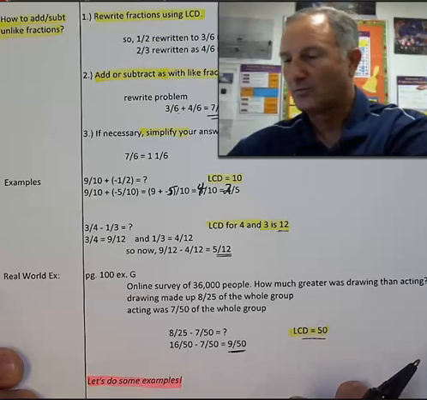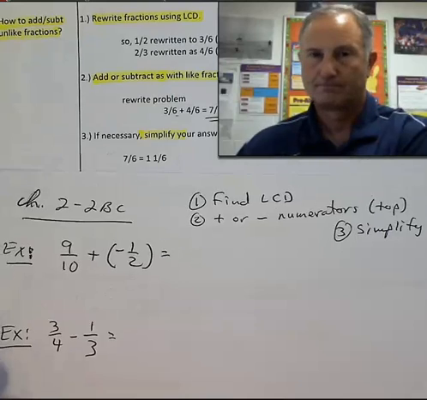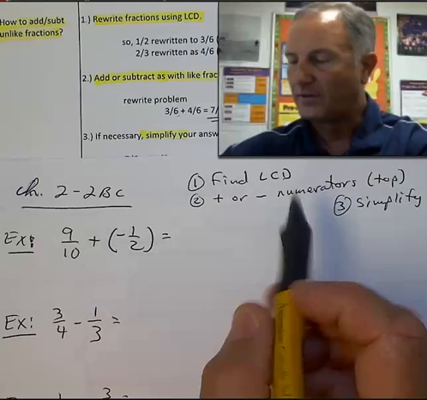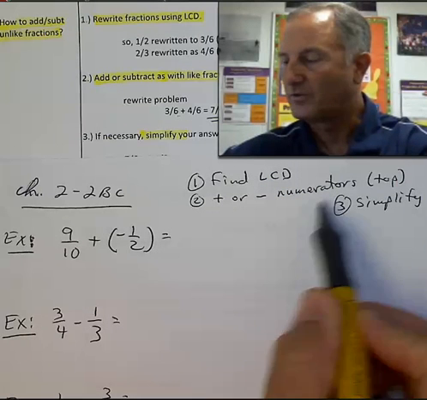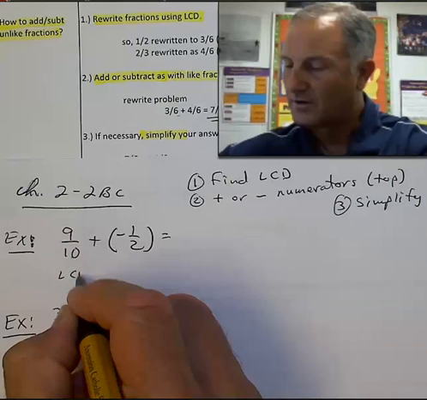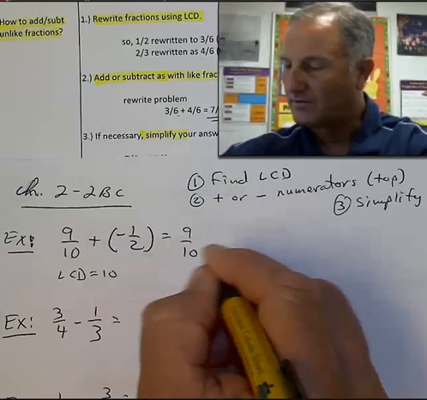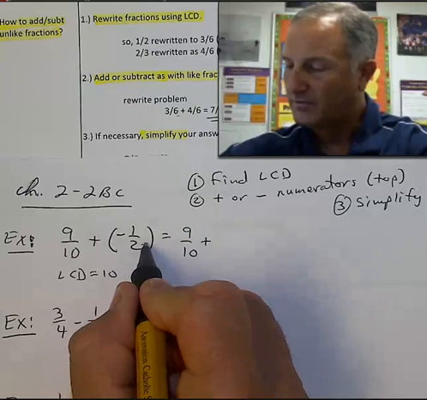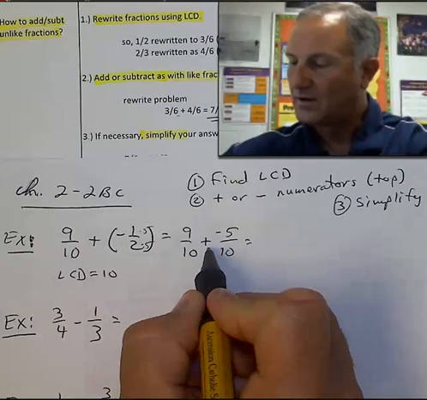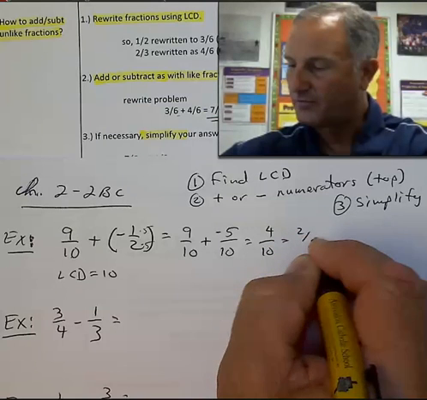Let's do some more examples. We're going to start out here. And remember, find the least common denominator, add or subtract the numerators on top, simplify if you can. Between 10 and 2, our least common denominator is going to be 10, right? Because 2 goes into 10 evenly. So this is going to become 9/10 plus, times 5, times 5, a negative 5/10. 9 plus a negative 5 is 4/10, which you can simplify to 2/5.